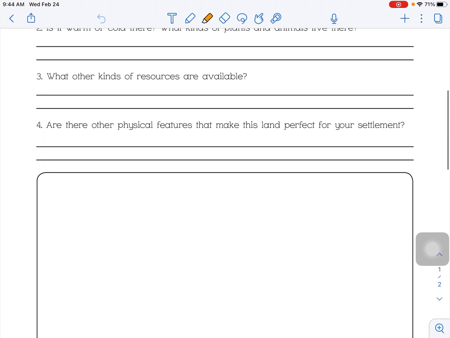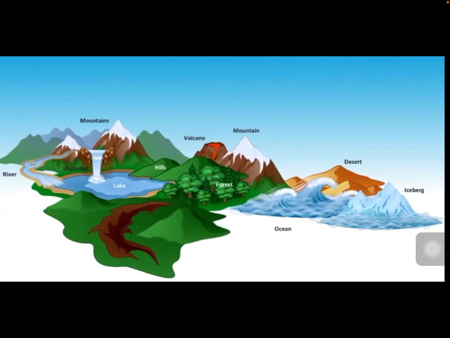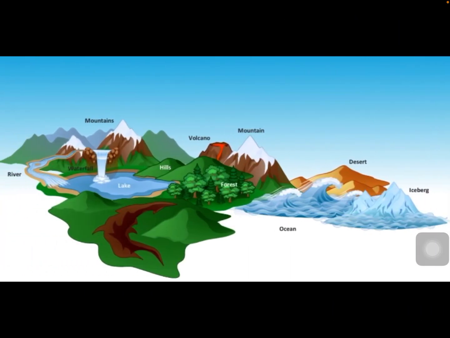And the next question, are there other physical features that make your land perfect for your settlement? So think back to when we were talking about one of our 5 themes of geography previously, when we talked about our physical characteristics of place. You are going to decide what physical characteristics your settlement has. Another picture here to help you out in picking what you might include for your physical characteristics.